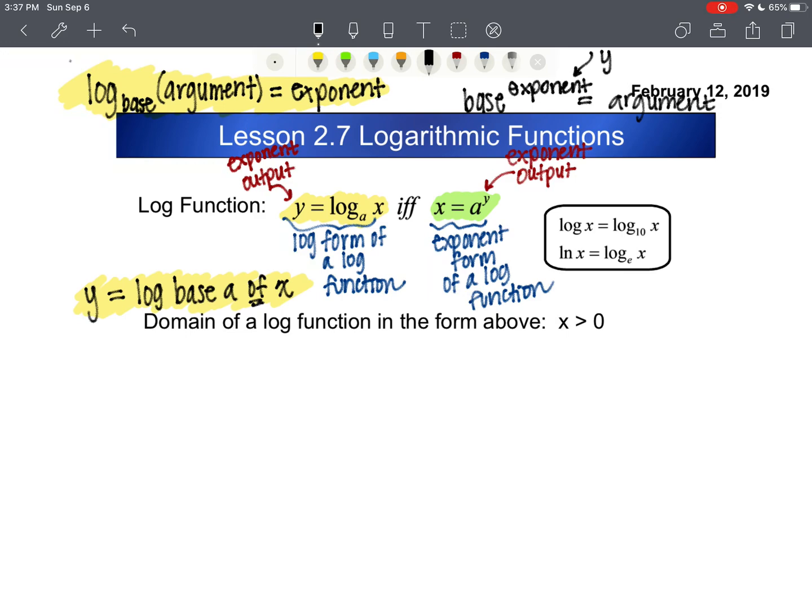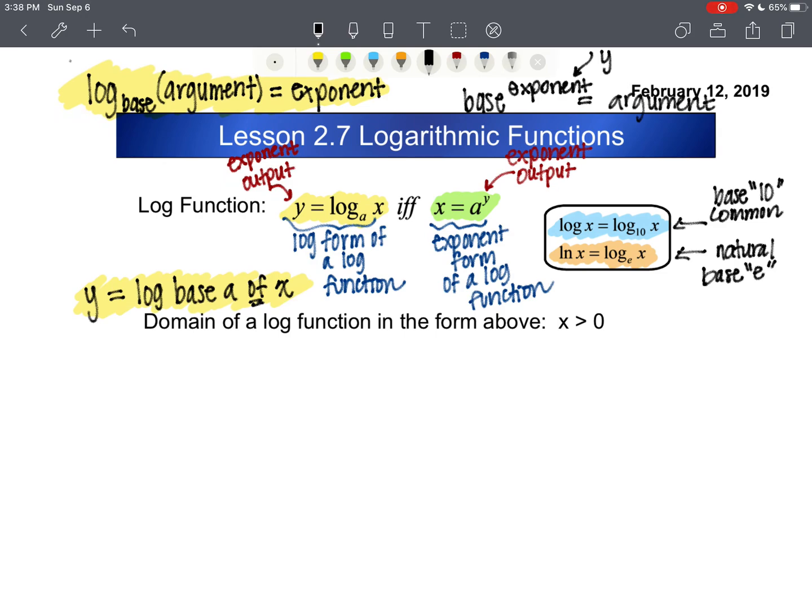Now there are two important logarithms. There is a common logarithm. That's the most common logarithm. It's base 10. That is what we call a common logarithm. And then we have what's also very familiar, the natural logarithm. So we have a common logarithm and a natural logarithm. The common is base 10, and base e is your natural logarithm.